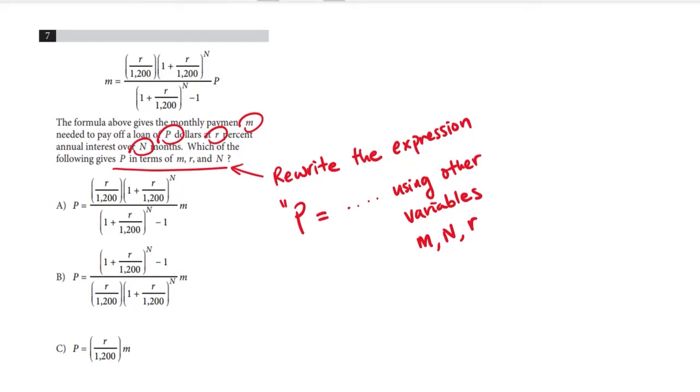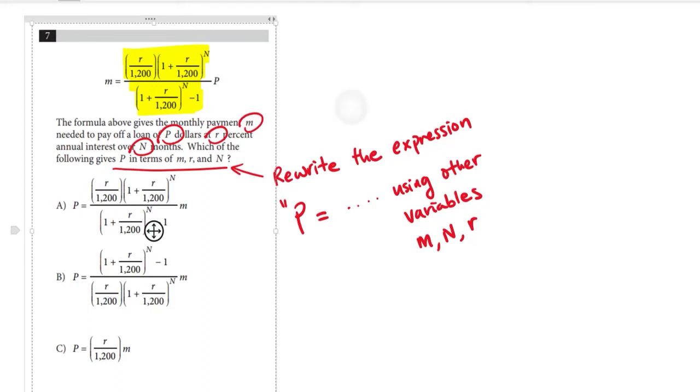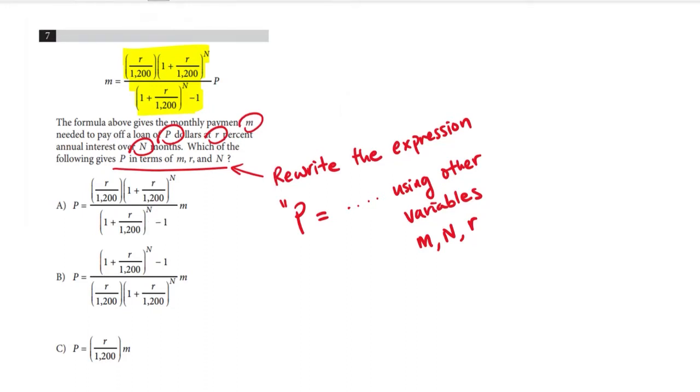This part, I'm going to call A over B. The numerator of this fraction I'm going to call A, and the denominator of the fraction I'm going to call B. So if we rewrite it, M is equal to A over B times P. So this A over B and P are multiplied.